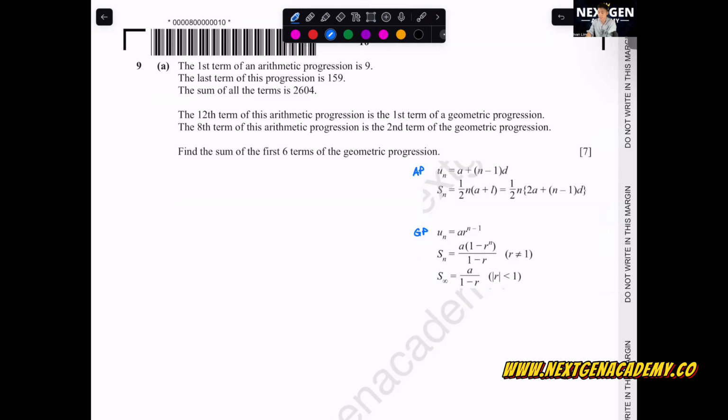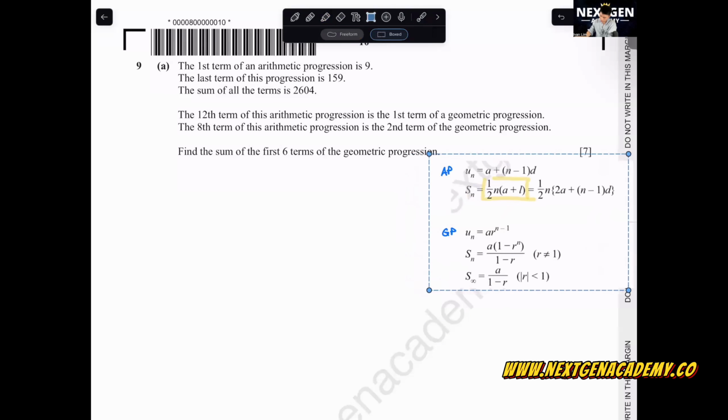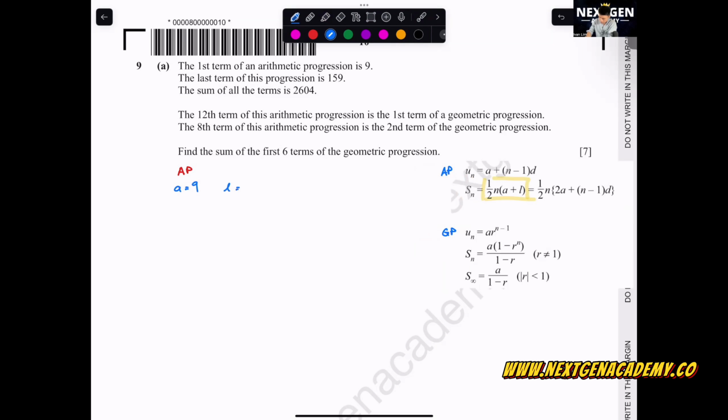And then they say the last term is equal to 159. Okay, the moment you have the last term, you will need to use this formula, 1 over 2 n times (a plus l). Very seldom this one comes out, but yeah, this question it comes out. Okay, so we use this. What did they give us? For the arithmetic progression, I write it as AP here. AP, the a is equal to 9. The l given to us is equal to 159.